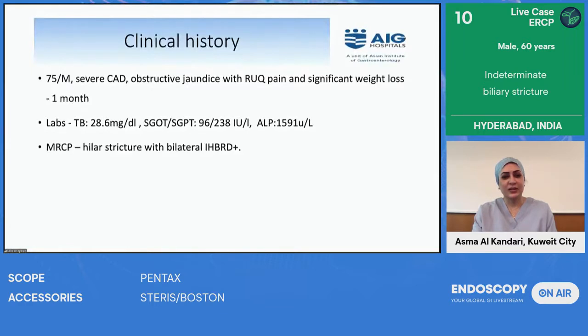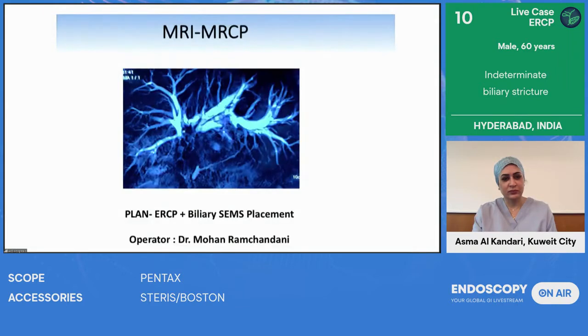We'll straight away go to this case history. He's a 75-year-old male with coronary artery disease, so he's not an operative candidate. But he has presented to us with obstructive jaundice with right upper quadrant pain and significant weight loss since the last 1 month. His lab showed that his bilirubin is very high, 28, and he has high alkaline phosphatase. The MRCP has shown a hilar stricture, and he has come to us for evaluation of this hilar stricture.